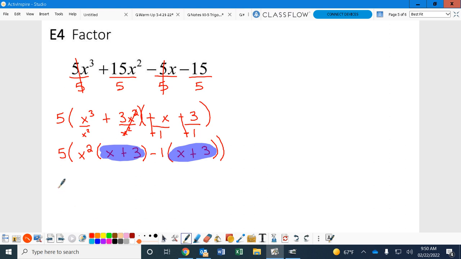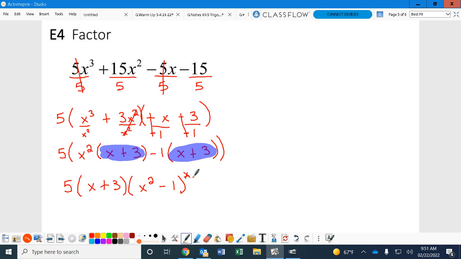So we keep that 5 out in front. We write the x plus 3 in the first parentheses. What's left over goes in the other parentheses. What would go in the other parentheses, guys? X squared minus 1. Again, I'm going to put a star by this. This is the difference of perfect squares. You would keep going for one more step on this. We don't know how to do that yet, but I'm just putting it there that you would not be finished on a normal day.